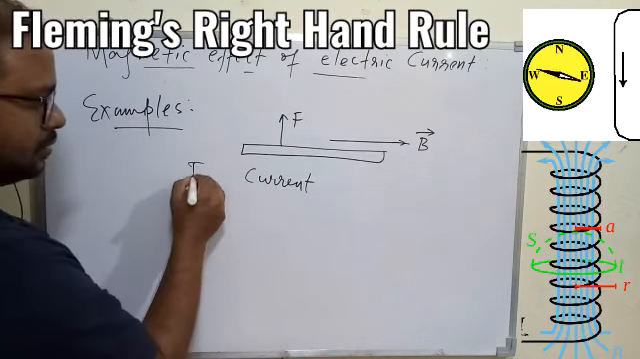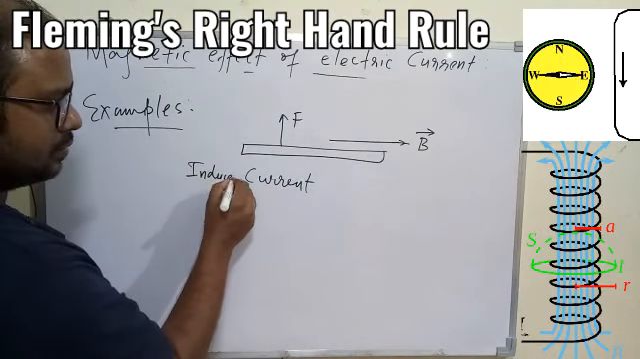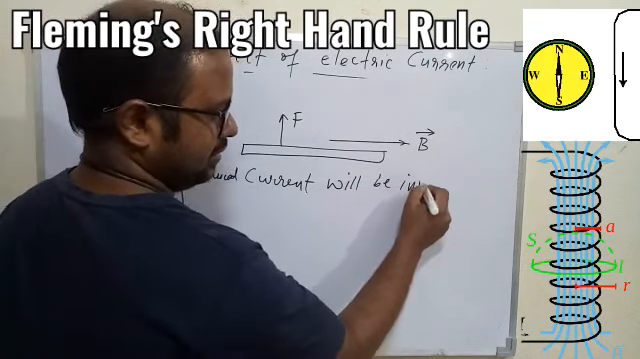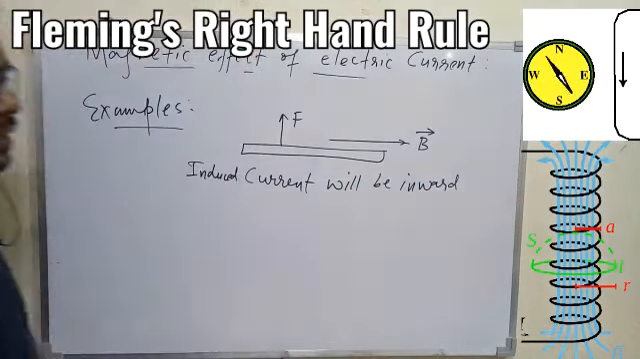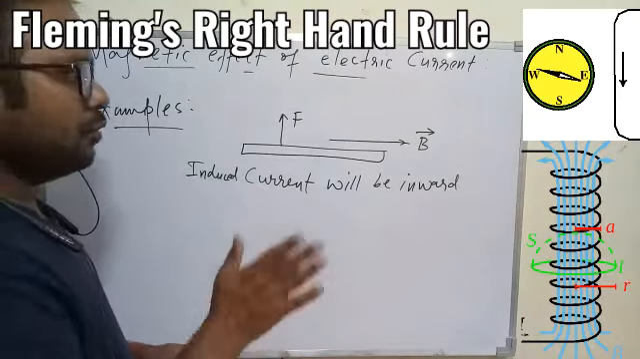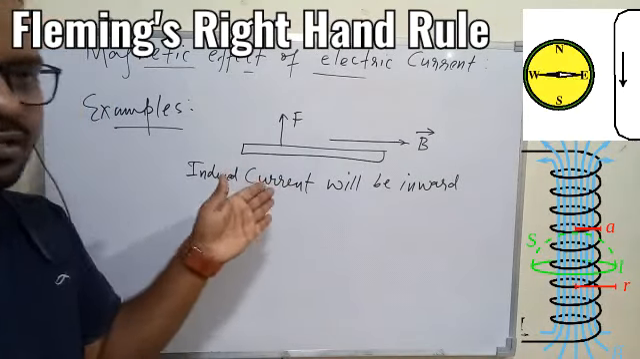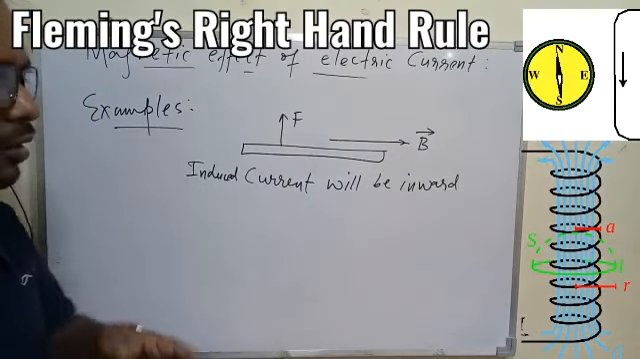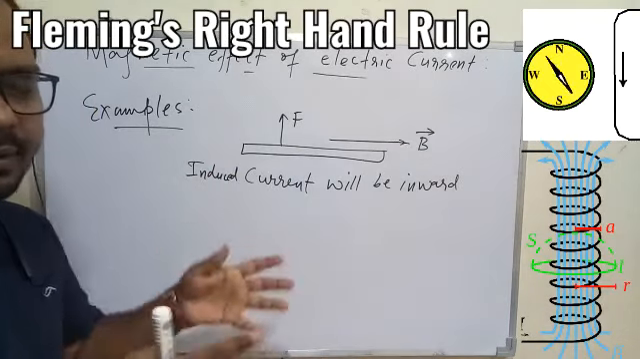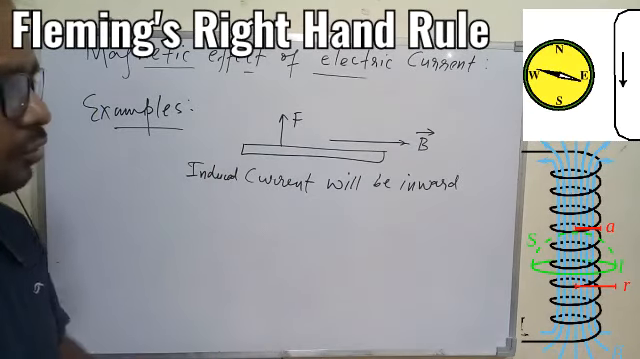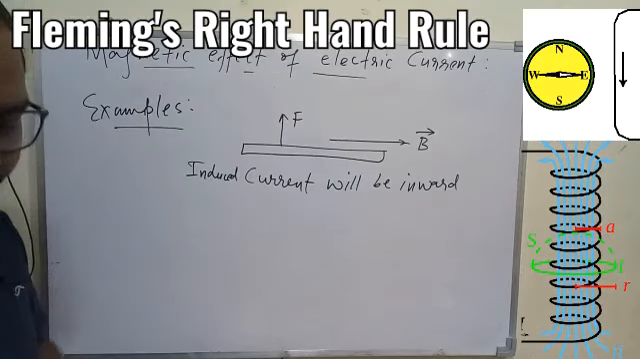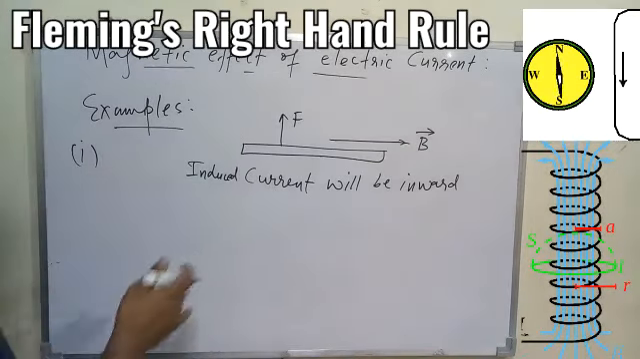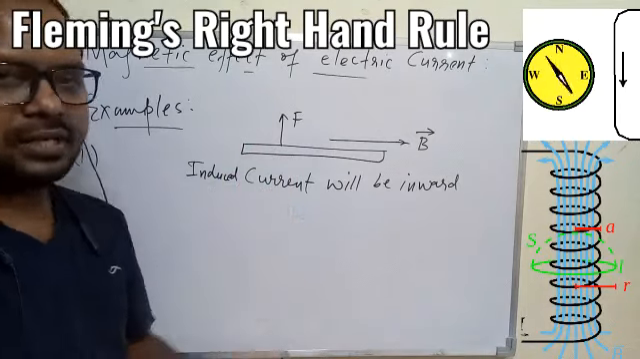So the current or induced current will be inward. So overall I can't show because the current is moving towards the board. So the current will not flow along the length. We can say it will flow along the depth or the thickness of the conductor. So I hope you understood this rule. Let's take more examples to have more clarity. So here we can say induced current will be inward, that is it will flow towards the board.